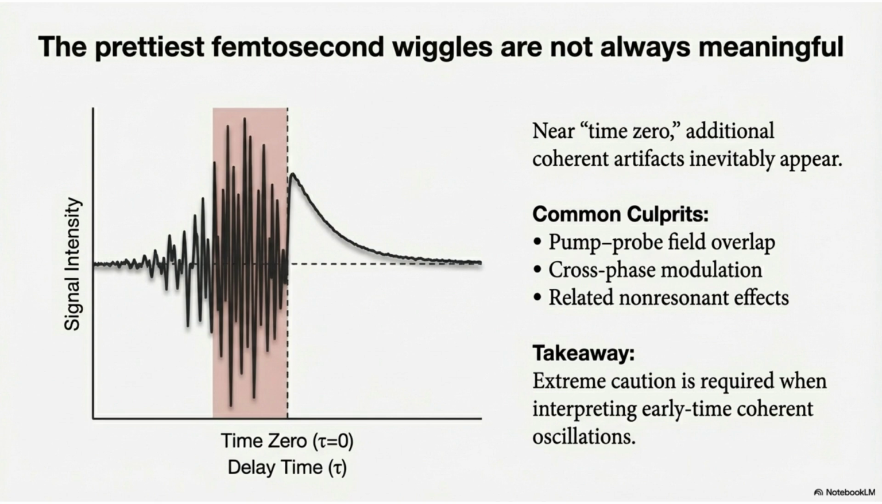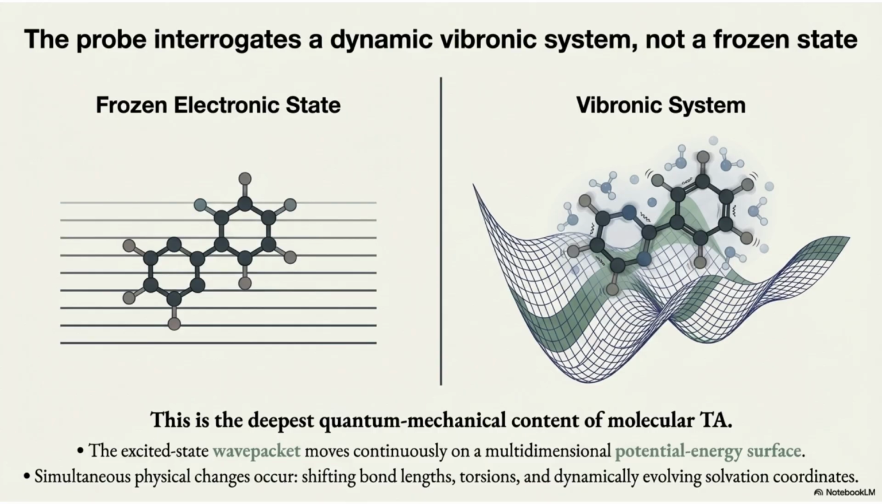Near time zero, additional coherent artifacts inevitably appear due to pump-probe field overlap, cross-phase modulation, and non-resonant effects. Exercise extreme caution when interpreting early-time coherent oscillations. The probe interrogates a dynamic vibronic system, not a frozen electronic state. The excited state wave packet moves continuously on a multi-dimensional potential energy surface, with simultaneous physical changes occurring.